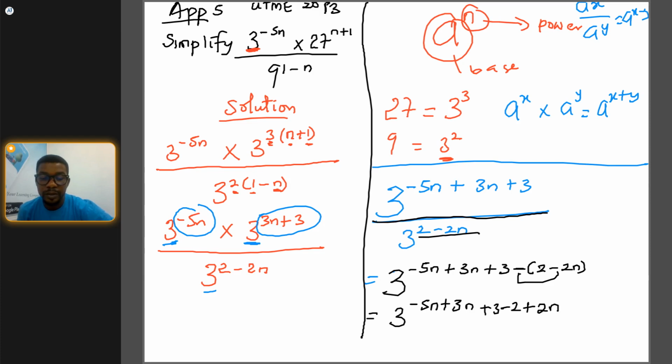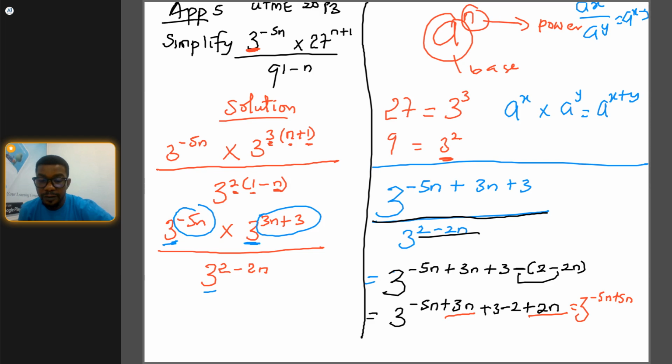Plus 2n. Okay, so we can actually do some simple arithmetic here. This is minus 5n. If I add up this guy to this guy, I'm going to have 5n. So that means I'm going to have 3 raised to power minus 5n plus 5n.